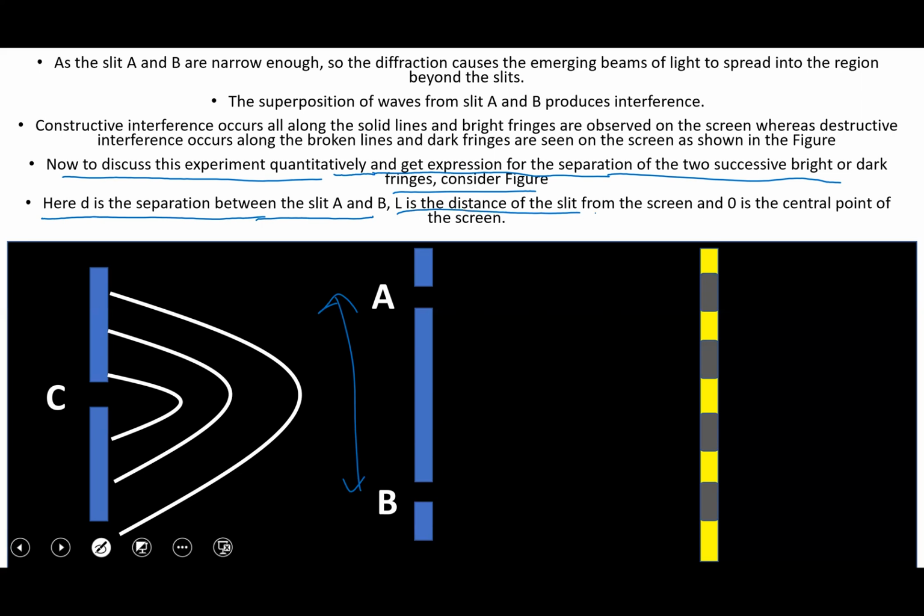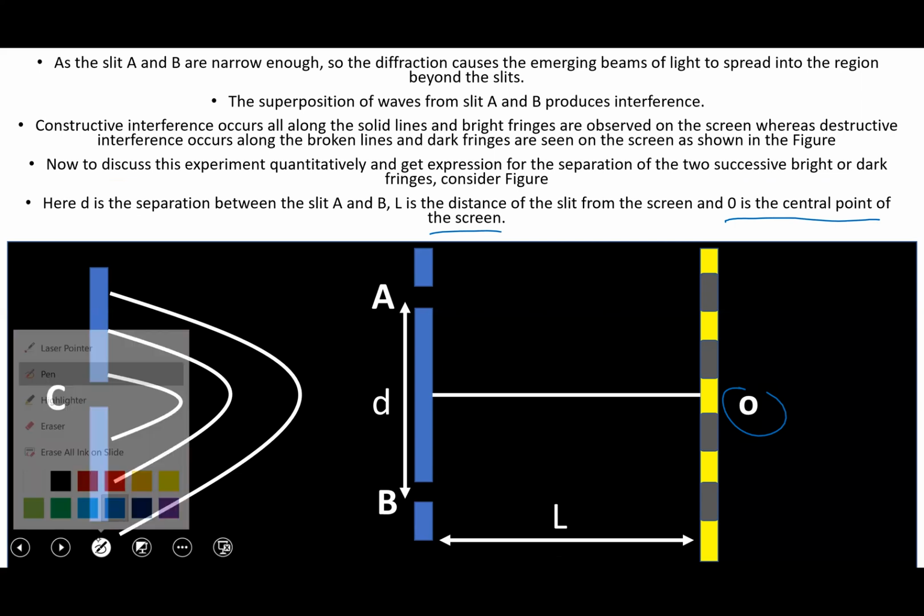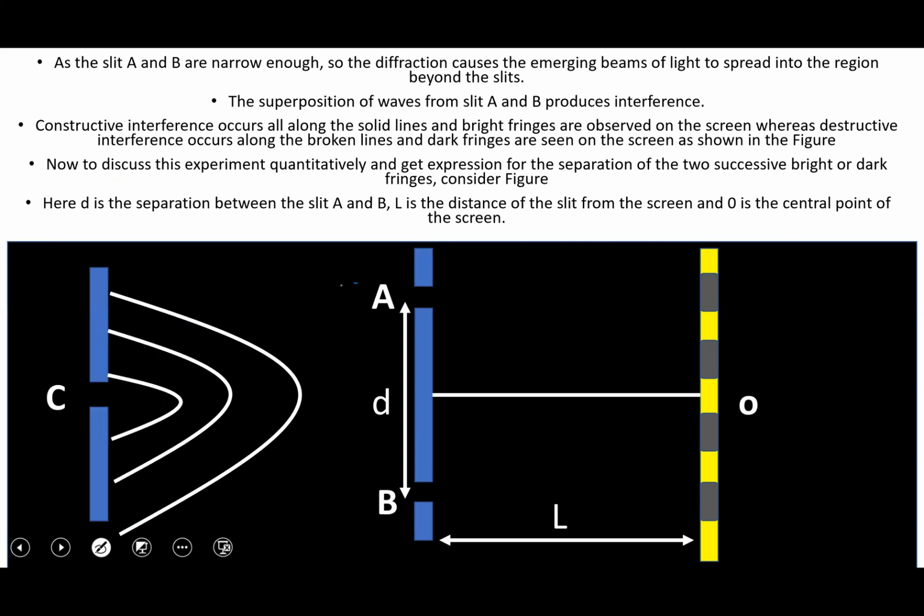L is the distance of the slit from the screen O, and here is the distance from the slit to the screen, which is represented by L, and this is the point O, which is the center of the screen. Now here is the labeling of the whole diagram. The distance between the two slits is A, the distance from the slits to the screen is L, and the center point is known as O.